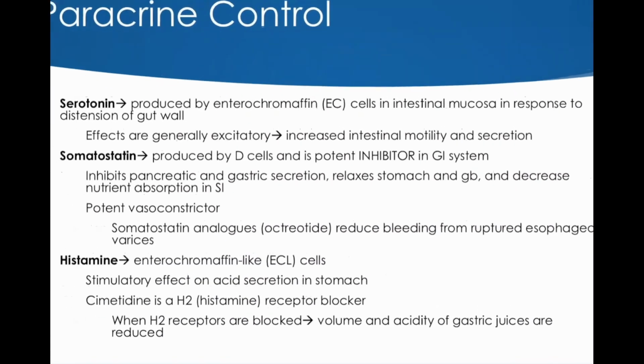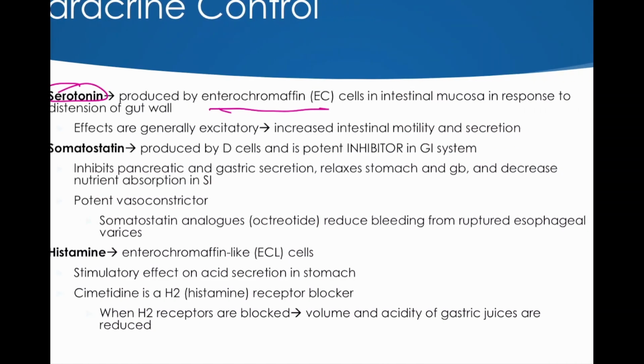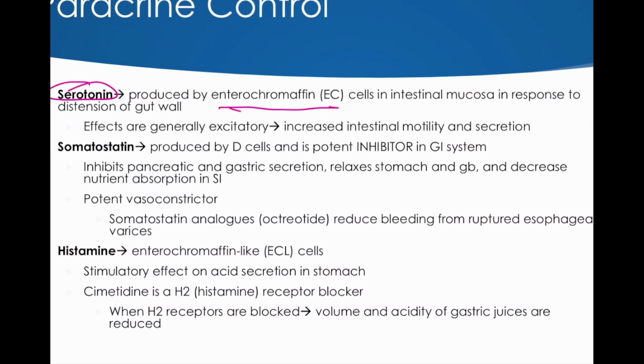So we have serotonin produced by enterochromaffin cells in the intestinal mucosa in response to distension of the gut wall. So you eat food, serotonin comes out. That's why some people feel better when they eat food, because food can make you feel good. Effects are generally excitatory, increasing intestinal motility and secretion, and they think that's also a link between anxiety and GI issues, the serotonin as well.